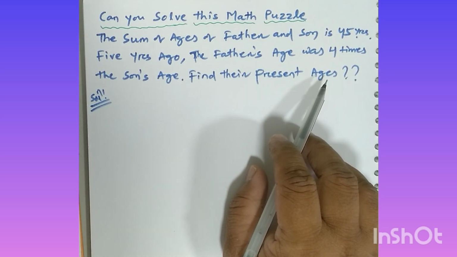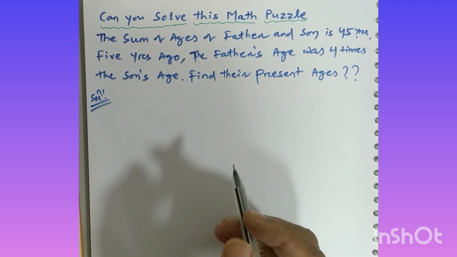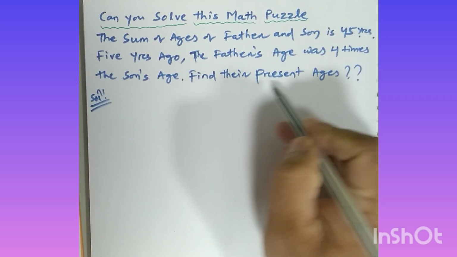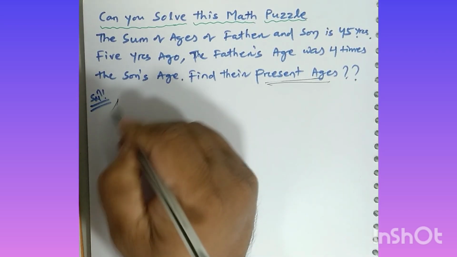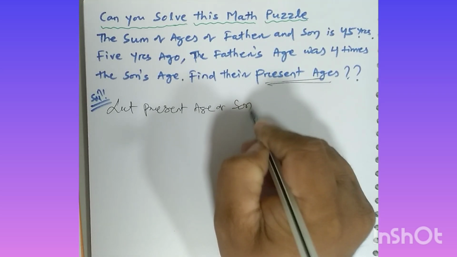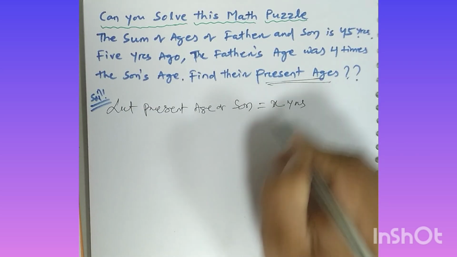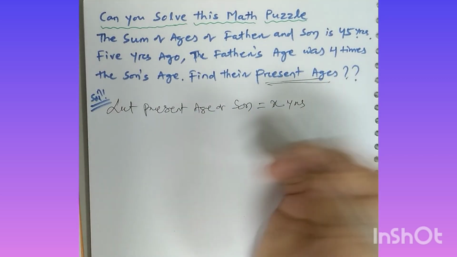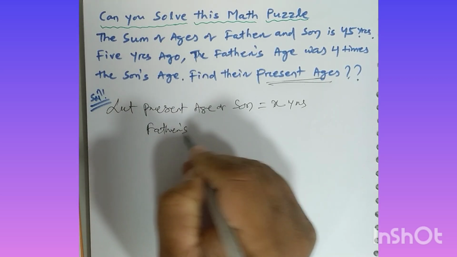The question is related to age, right? Look at the question. How can you solve this? Here the question is asking you to find the present age. So let's suppose the present age of son is x years. And obviously, the father's age, tell me what it will be.